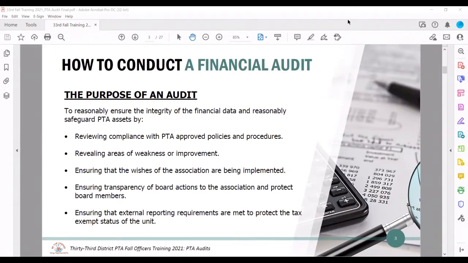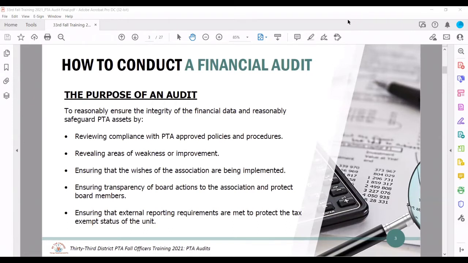Hi, everybody, and welcome to our audit training. We're going to talk about how to conduct a financial audit. It's really to reasonably ensure the integrity of the financial data and safeguard PTA assets. So it's a level of assurance that things are being done correctly and transparent to the association. And we want to make sure that all the government taxes are filed. So this is the purpose, just to make sure that everything's being done correctly.